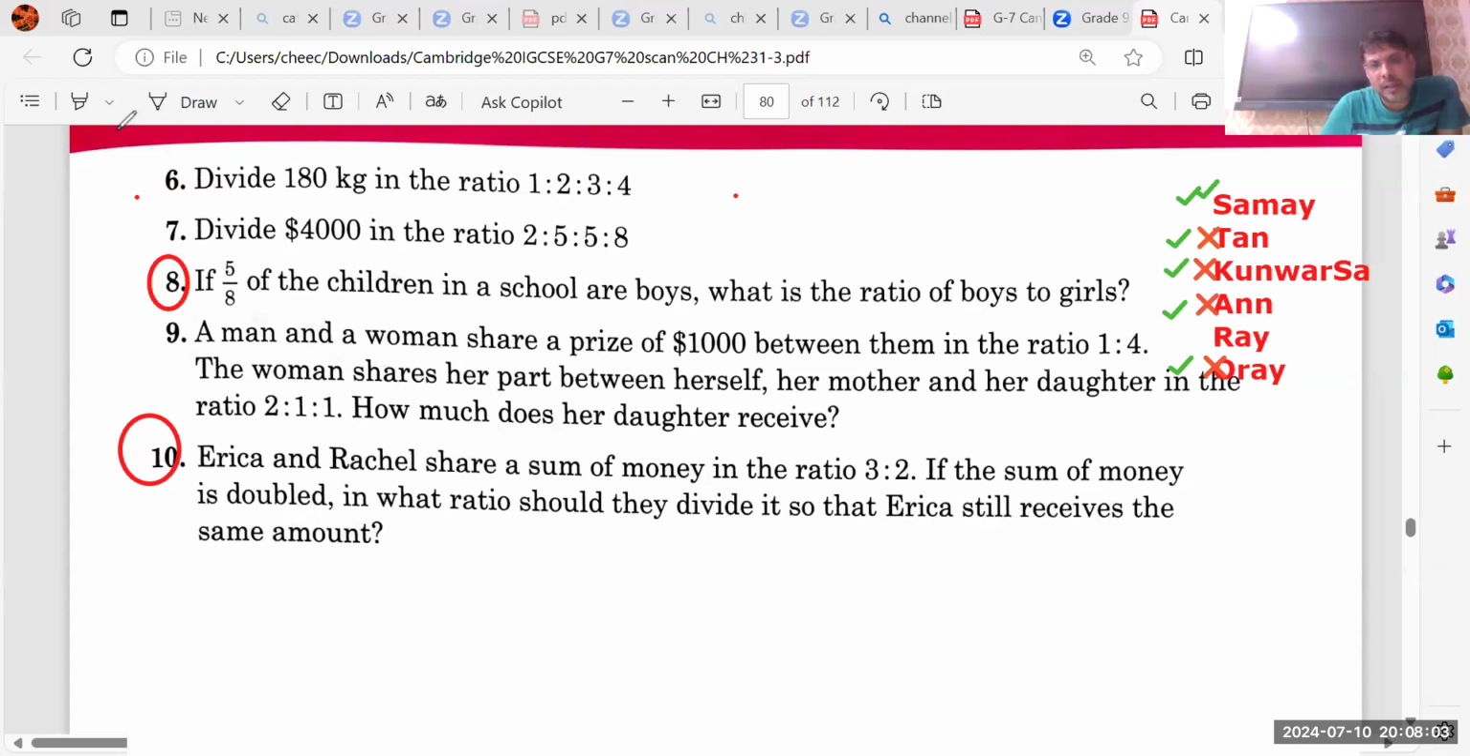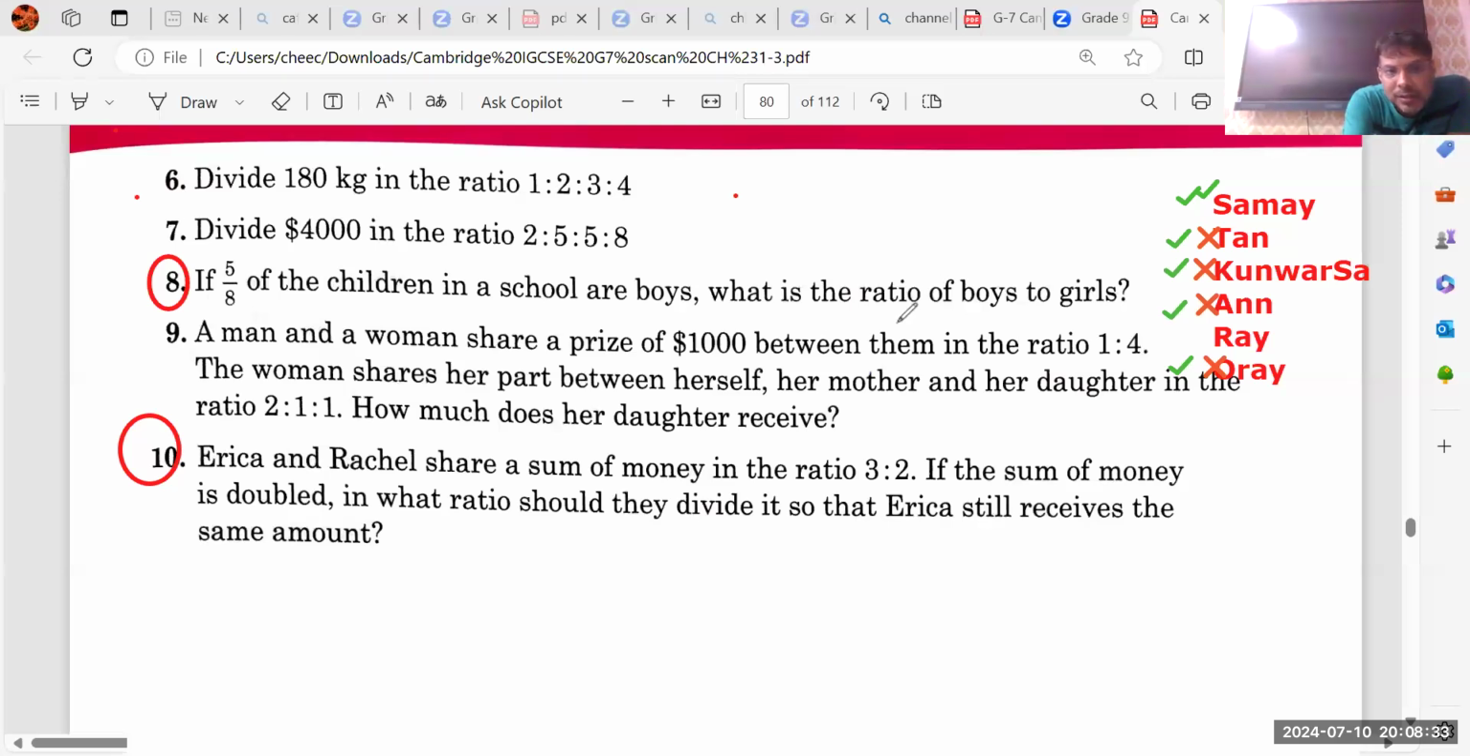So, Mr. Ray, speak your answer. The eighth one is 29 is to 19, and the 10th one, so that will be 3 is to 2. Again, it's the same. So 3 is to 2. So your both answers are not matching.